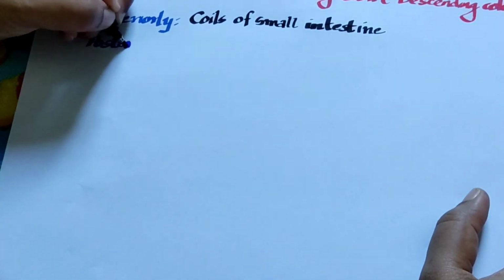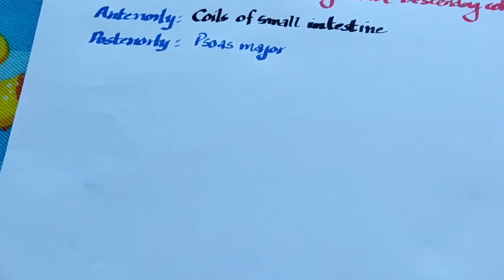Now we will discuss the relations of the descending colon. If you have learned the relations of the ascending colon, it will be easier for you because most of the relations are similar. Anteriorly it is related to the coils of intestine and the anterior abdominal wall, and posteriorly it is related to the muscles, that is the transverse abdominis, which we have already discussed, quadratus lumborum, iliacus, and also psoas major.